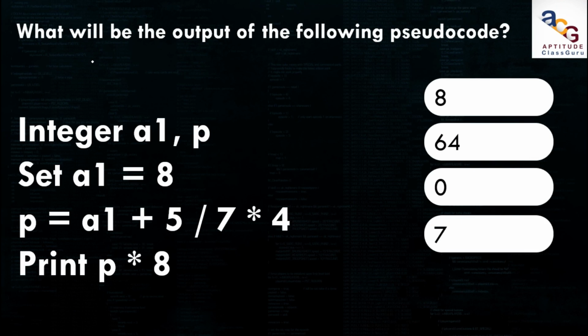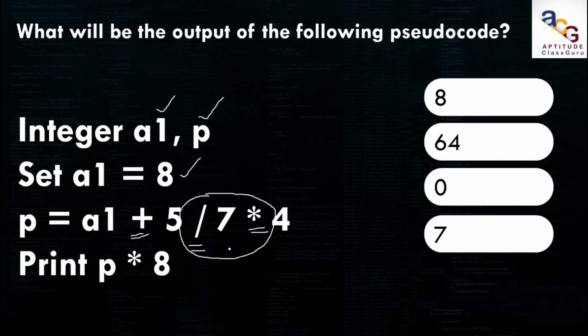What will be the output of the following pseudocode? Again some instructions are given. Integer A1 and P are given. Set A1 equal to 8. P equal to A1 plus 5 by 7 star 4, which is nothing but a multiplication operation and a division operation. We all know that according to the BODMAS rule, the highest priority is multiplication and division and the least priority is subtraction, such that first we have to perform multiplication and divisions. But here both are given.